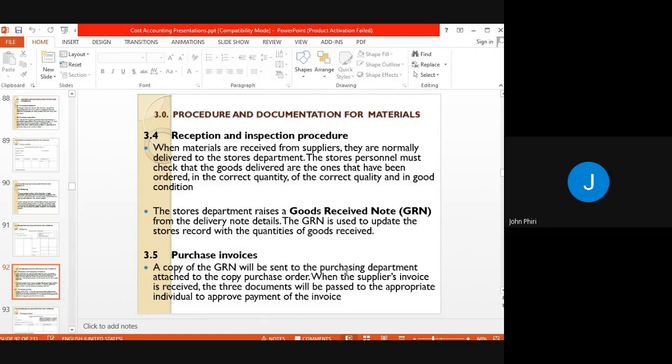It says there, a copy of the goods received note will be sent to the purchasing department. From where? From the stores, the ones that have received. And to it, you attach the purchasing order. Now, who raises the invoice? Where does the invoice come from? Sir, from those who have supplied. Good. Because the purpose of an invoice is to demand that you pay them now.